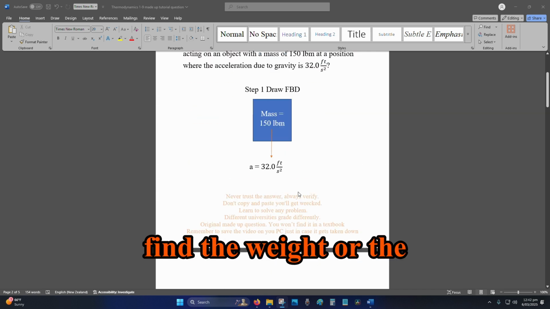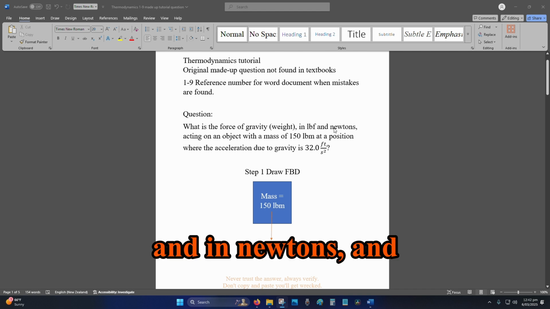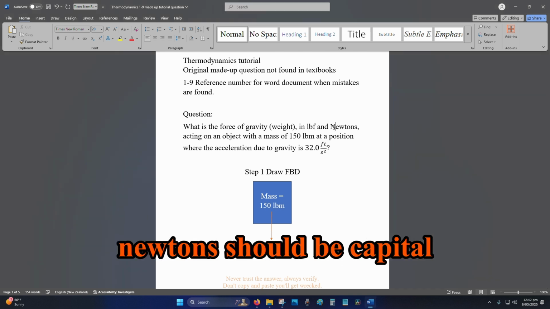Find the weight or the force in both pound force and in newtons, and newtons should be capital because it's a name.